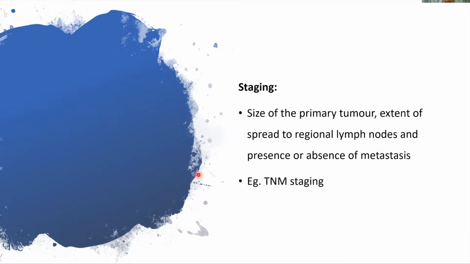All right, staging. Staging covers the size of the primary tumor, the extent of regional lymph node involvement, and also the presence or absence of metastasis. For this we use the TNM staging. T stands for the size of the tumor, N is for the nodes, and M is for the metastasis. Each tumor has its own TNM staging. It is not similar.